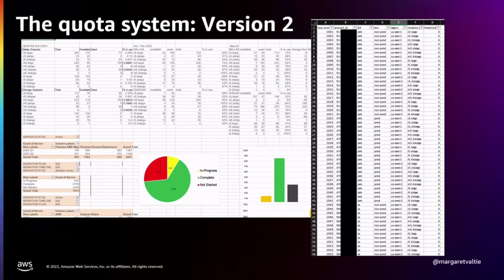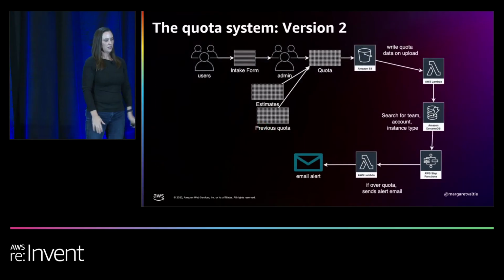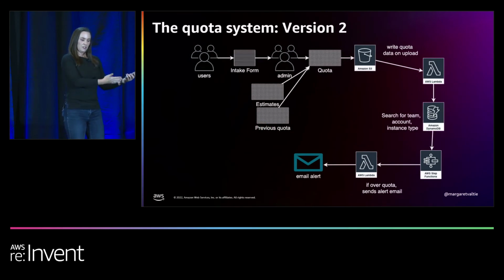So the automation part was, let me just show you. People would tell me what they use, what they need. I would work with the estimates and go with past quotas. That's me, the little admin. Create a quota, this nice little spreadsheet.